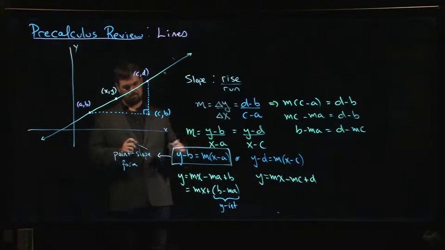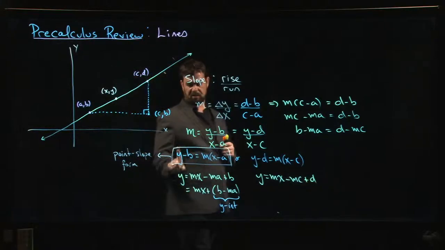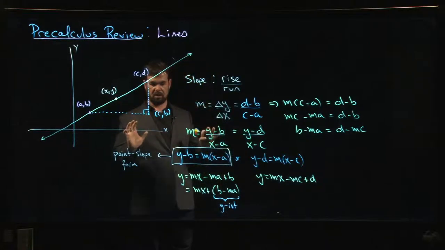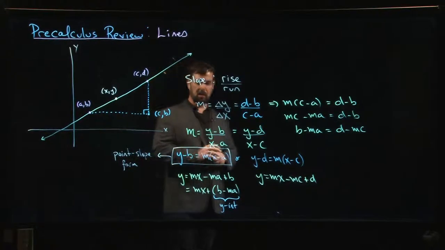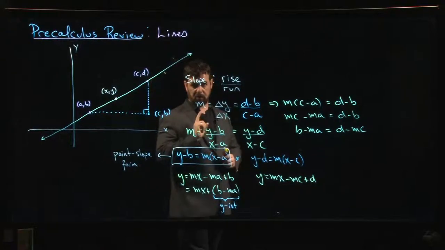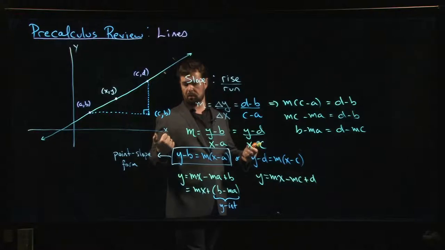But it turns out, for most purposes in calculus, this is the more useful form, okay? And it's the easier one to get to, because what's going to happen most of the time, most of the lines that you're going to encounter in calculus are going to be tangent lines. They're going to be tangents to curves. The information that you get for constructing those lines, well, there's going to be a slope. That slope is going to come from the derivative of some function. The derivative is going to tell us about slope.